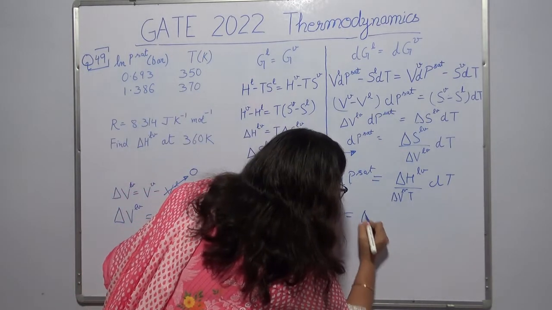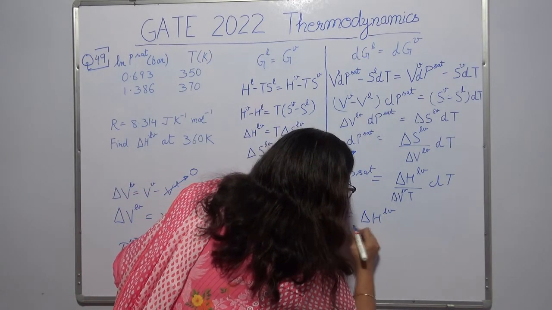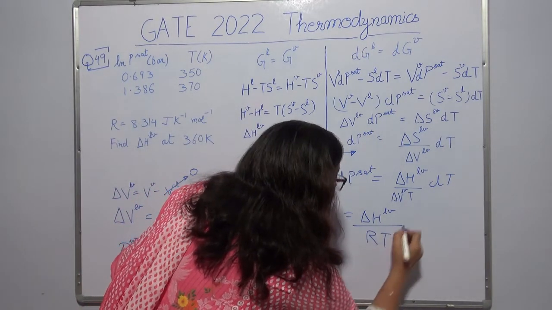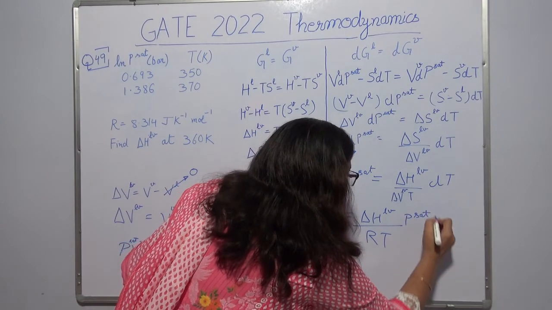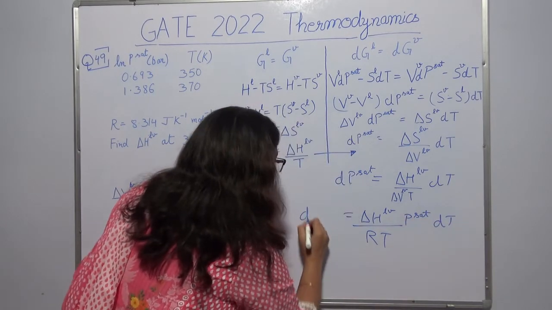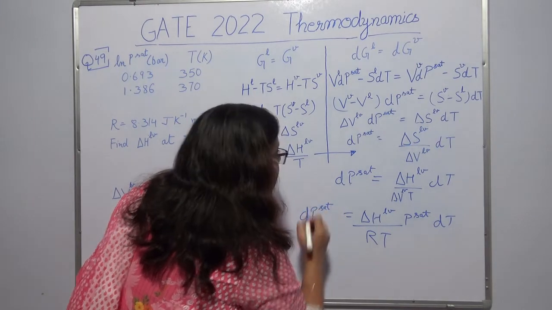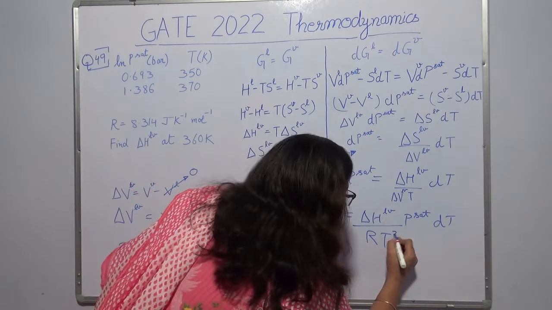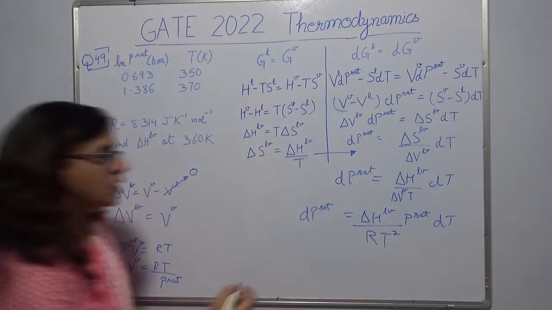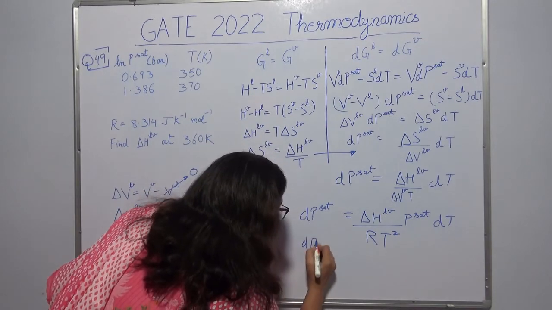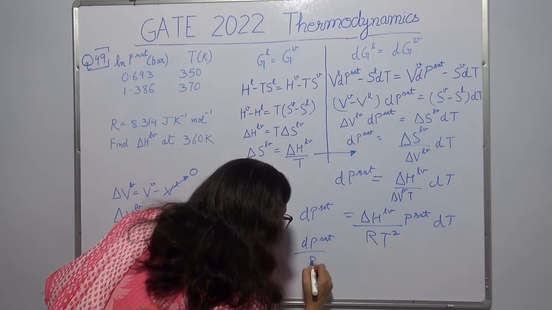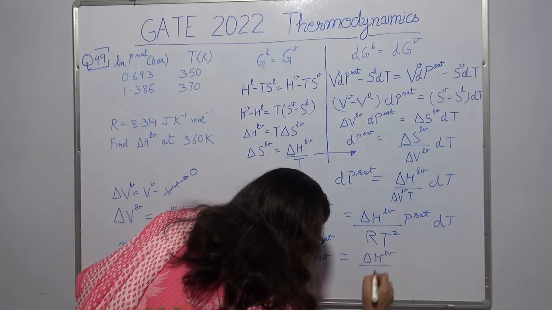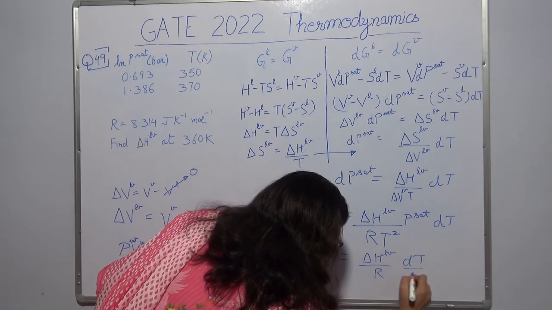So what I get is delta H LV upon RT Psat dT. That is equal to dPsat. I have another T over here, so it will be T square. Fine. Now let's separate the variables. So I have dPsat by Psat, that is equal to delta H LV upon R dT by T square.